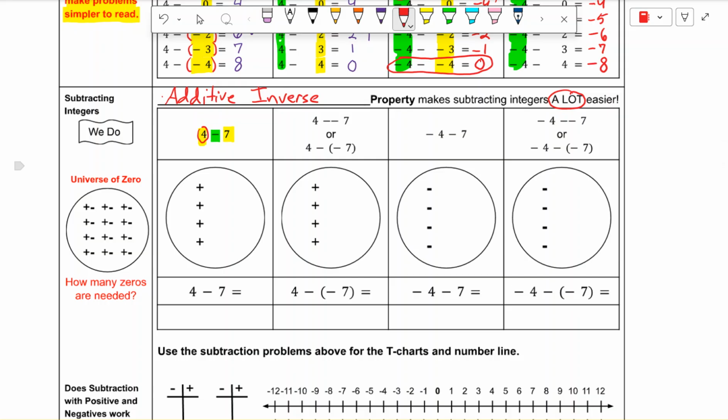Well, if we add more positives, we no longer have 4 inside the circle. So what types of numbers can we add? We can add the universe of 0. We can say, you know what? I need 3 more positive signs. Well, I don't want to change the value of 4, so I add 3 zeros.